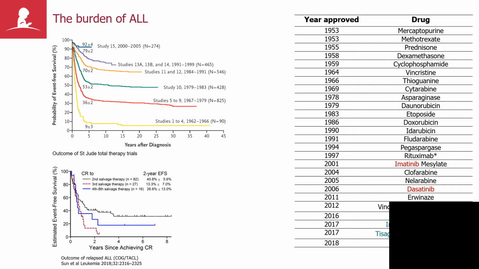Furthermore, many of the drugs that are used to treat ALL have been in use for many years now, if not decades, and we have a relative dearth of new agents targeted to specific genetic alterations or vulnerabilities in different subtypes of ALL. So clearly there is a need for better therapeutic approaches.